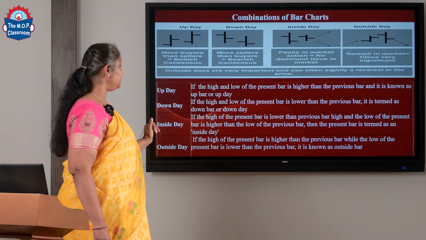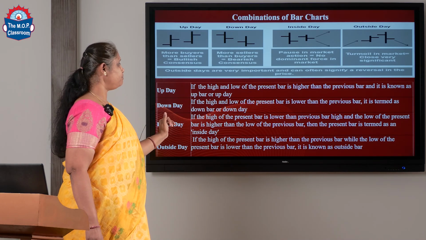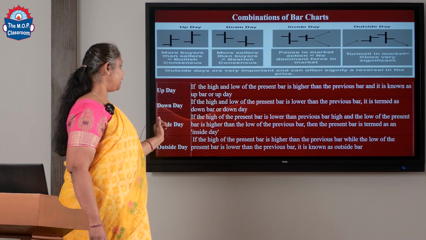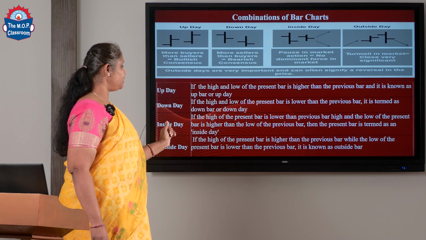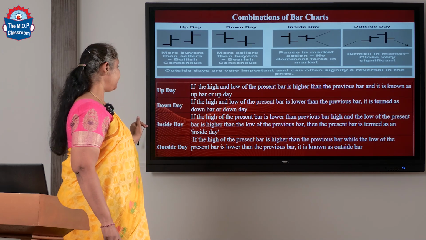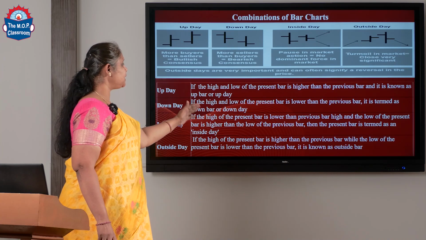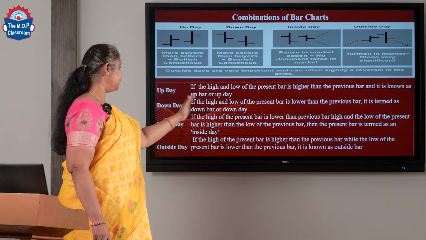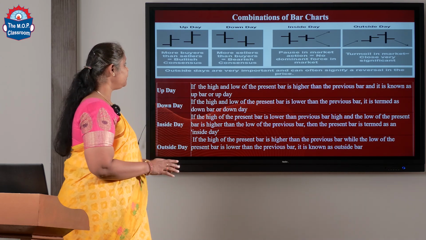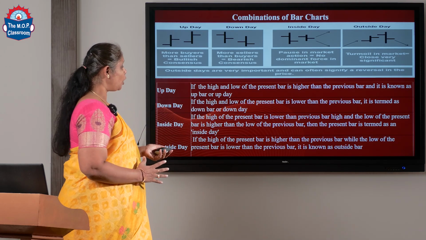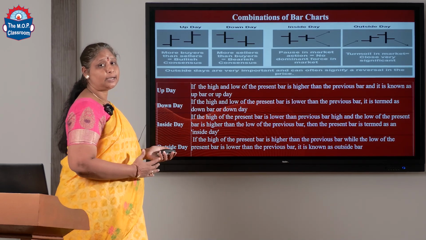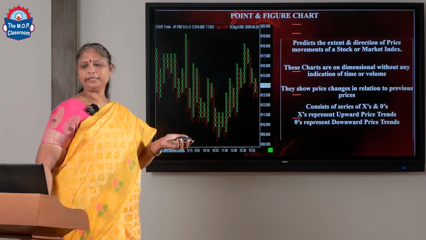Then comes the inside day. If the high of the present bar is lower than the high of the previous bar, and the low of the present bar is higher than the low of the previous bar, then it is termed an inside day. Here comes the outside day. If the high of the present bar is higher than the previous bar, while the low of the present bar is lower than the previous bar, it is termed an outside day. These are the different combinations of a bar chart, based on which we could come to a conclusion.